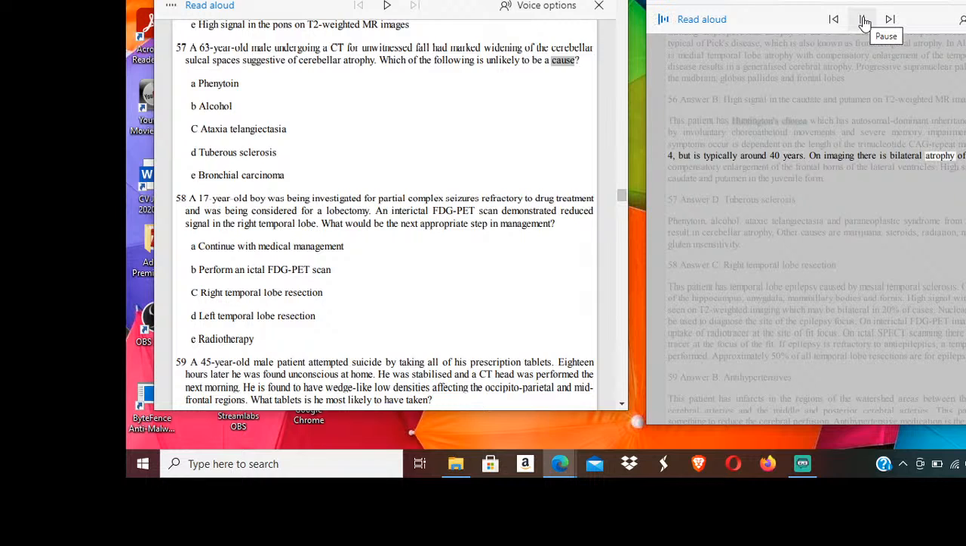On imaging, there is bilateral atrophy of the caudate lobe with compensatory enlargement of the frontal horns of the lateral ventricles. High signal is seen within the caudate and putamen in the juvenile form.